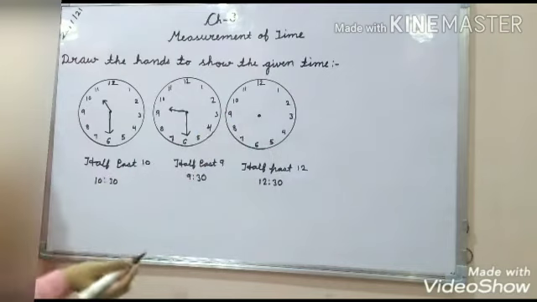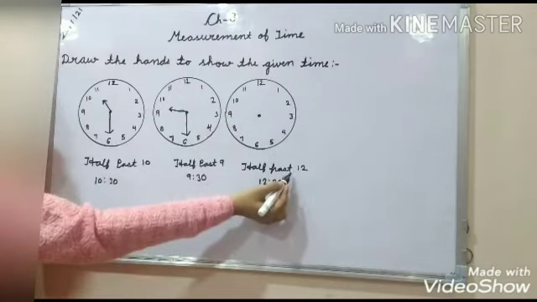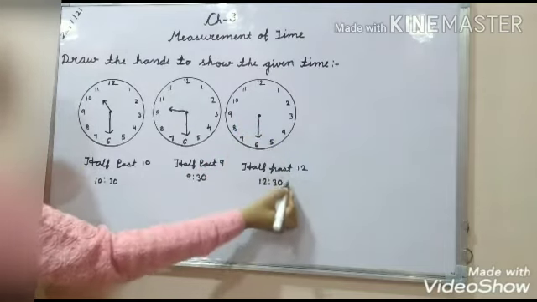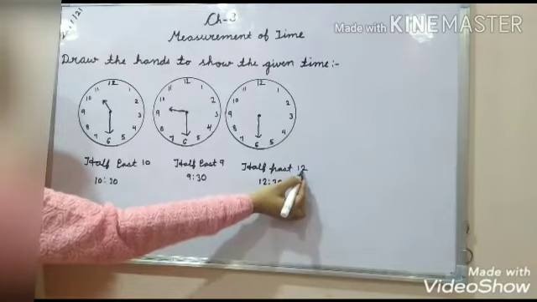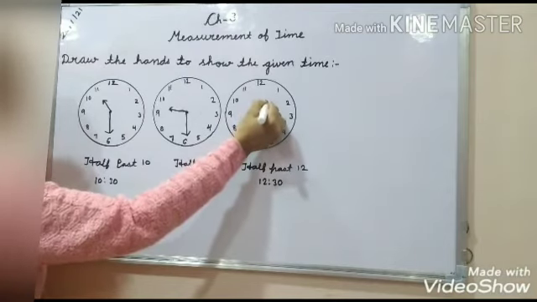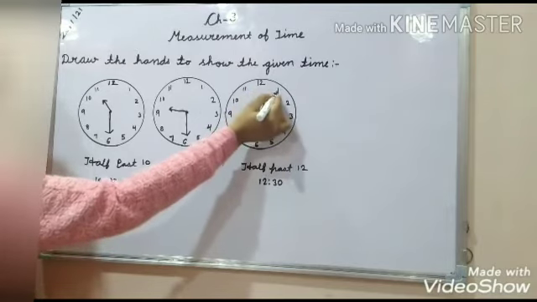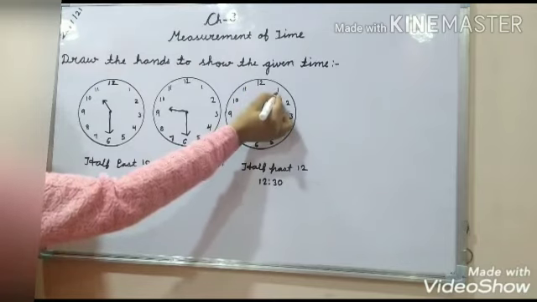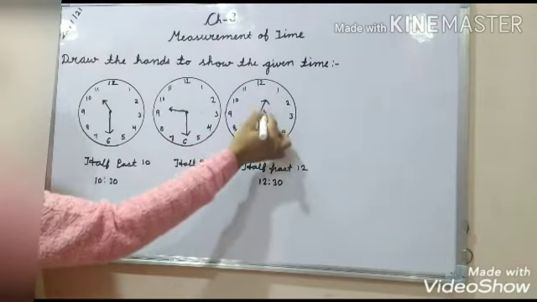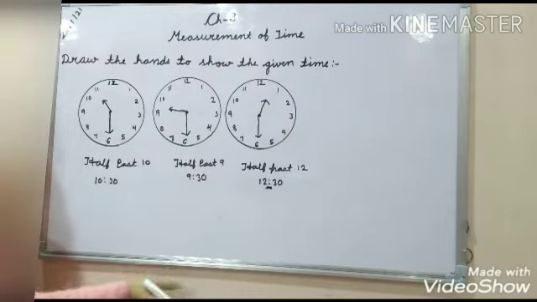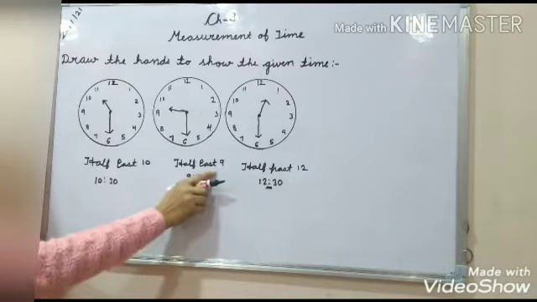In this clock, what will you do? Half past 12. Half past means first you have to draw the longer hand or minute hand at 6. And 12, half an hour has passed, so the short hand will come between 12 and 1. The number that is ahead of 12 is 1. So you will make the short hand between 12 and 1. So the time will be 12:30. In this way you have to draw the hands to show half past.